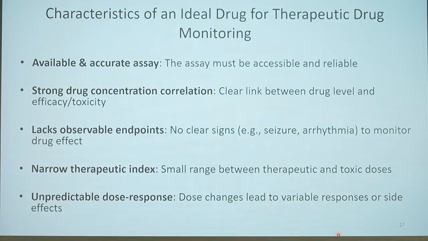So we talked about the disease not having a clinical endpoint, but TDM drugs don't have an endpoint as well, meaning that there is no marker in the body that can tell us that the drug is working.